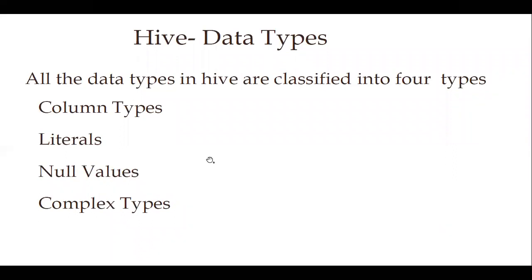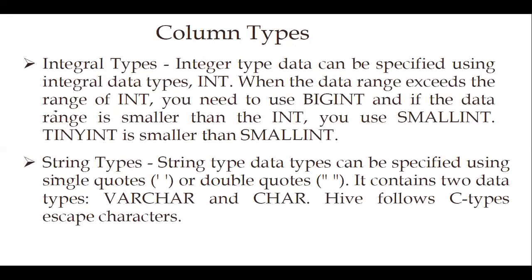Right. So here, column types, literals and null values, and complex types. There are 4 different types of data types used in HiveQL. Okay. And then the column types, suppose you say in the column types, you can see integral types and then string types. Integral, as you know, or integer type, you can see there are different varieties of integers used here. That is int, big int, small int, tiny int. Okay, there are 4 different versions of integers used here.